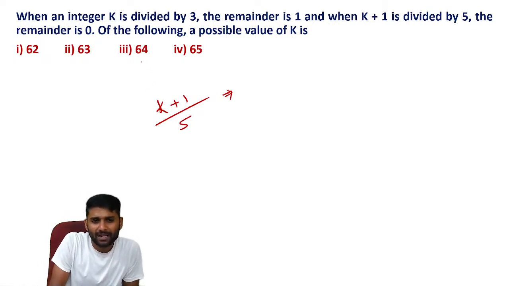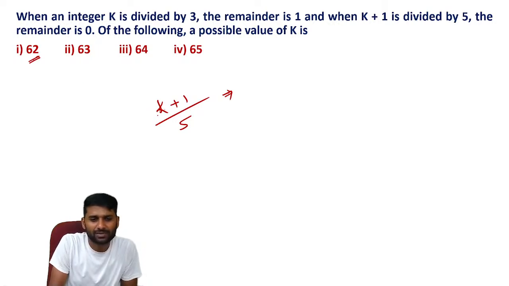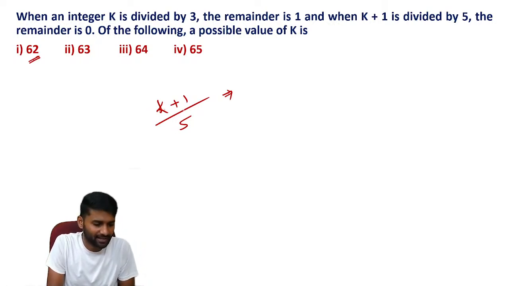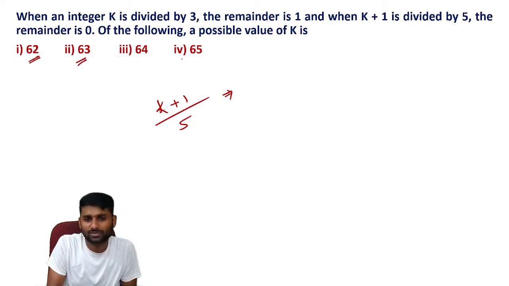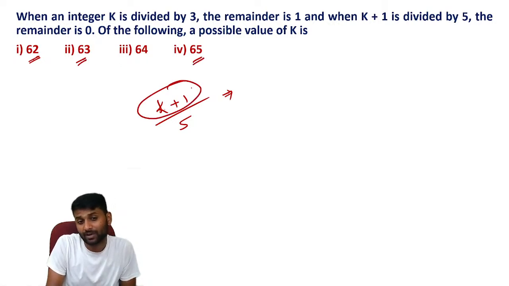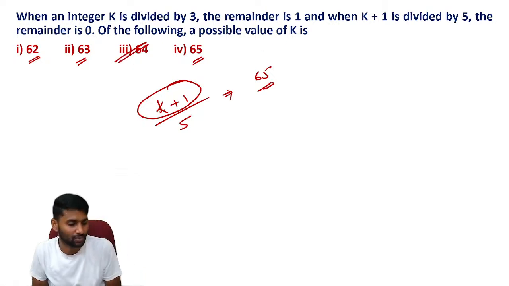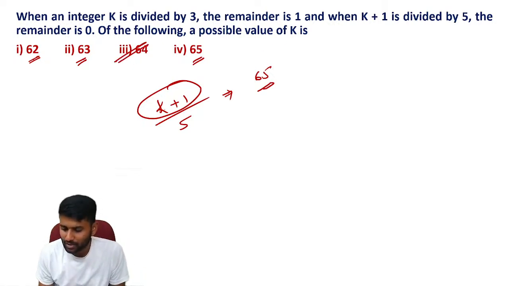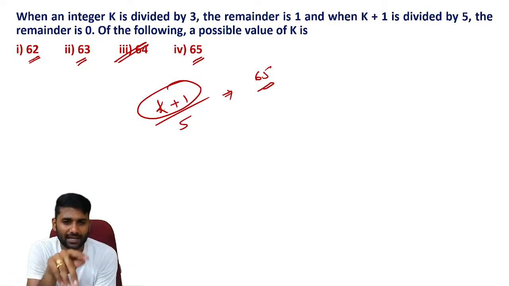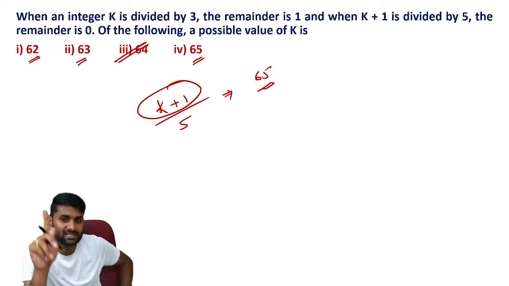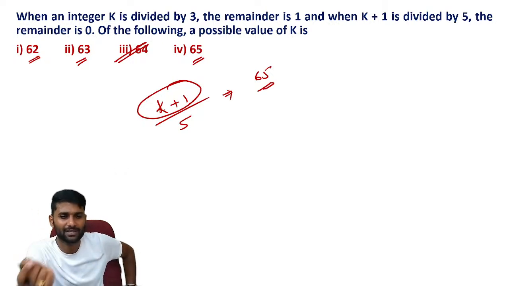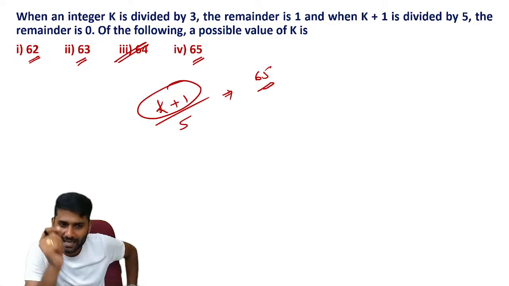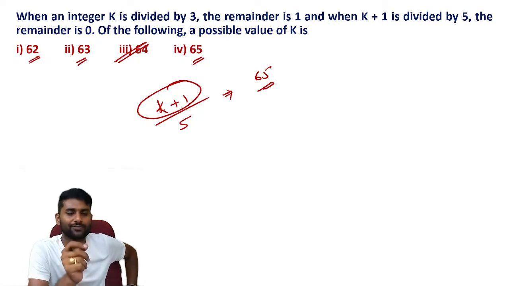Why? Let us assume that the k value is 62. Then 62 after adding 1 is not divisible by 5. So 63 is not possible. K plus 1 is equal to 65, but they are asking about k, so the k value is 64. According to the options, choose your answer wisely. We need the k value, and they clearly mention that k plus 1 is divided by 5. So definitely k plus 1 is equal to 65, and k should be 64 only.